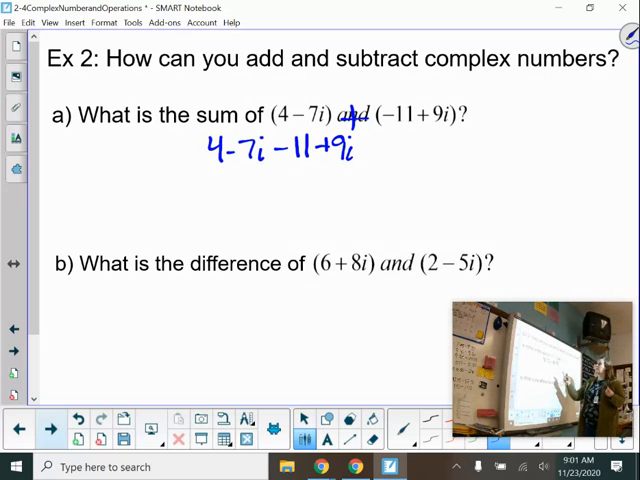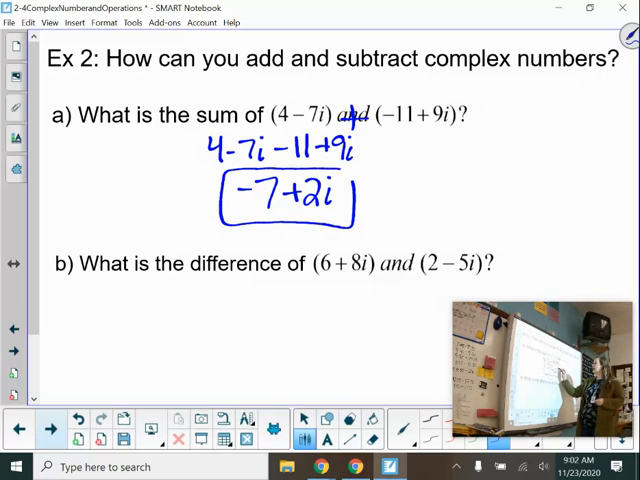So now I match up. The 4 and the negative 11 are the two real terms that don't have an i. That makes negative 7. The negative 7i and the 9i are the two imaginary terms, and those add to 2i. And that's your solution. Easy. Just go through and add your like terms.